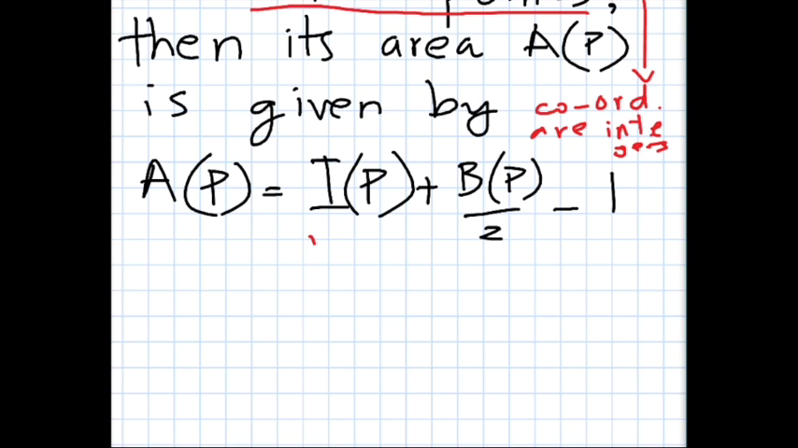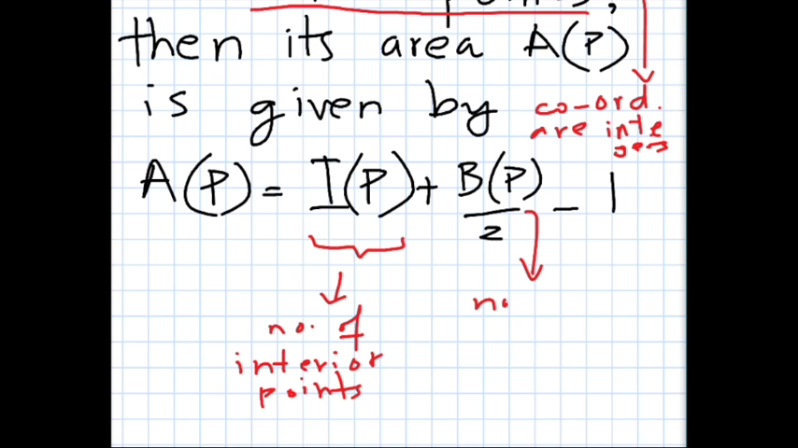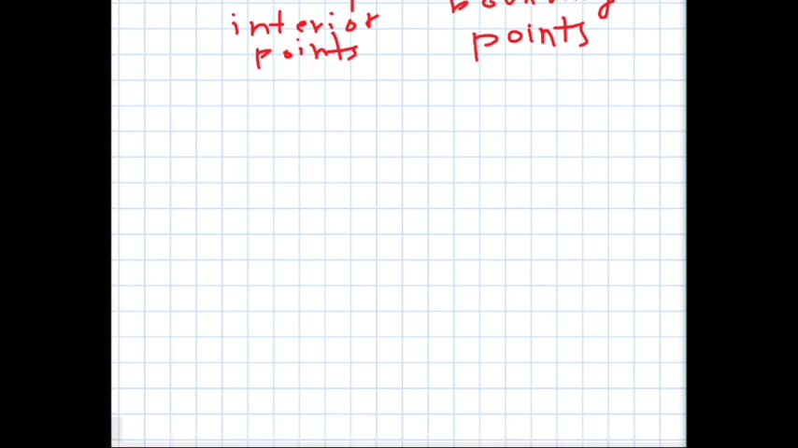area of P is I of P plus half times B of P minus 1, where I of P is the number of interior points and B of P is the number of boundary points. So if this is the case, then the area can be given by this formula, half times B of P plus I of P minus 1. Now let's see whether this has any authenticity or not.